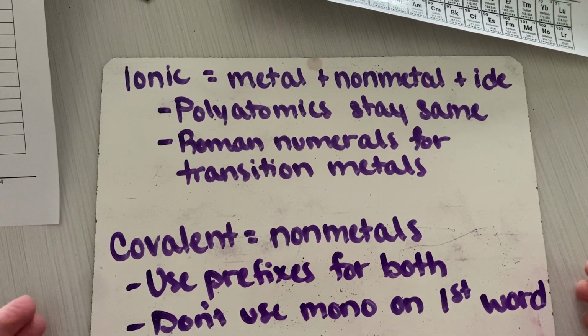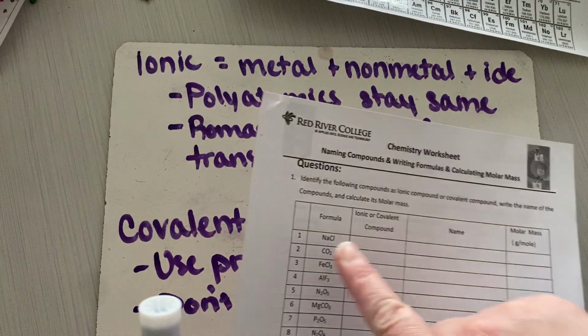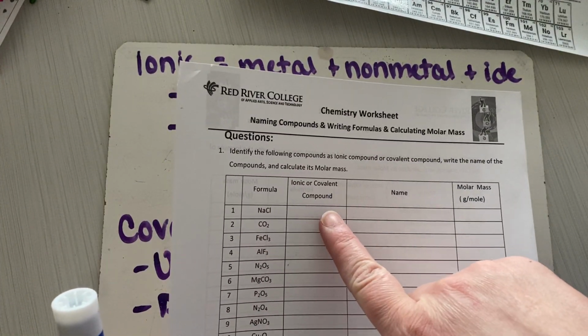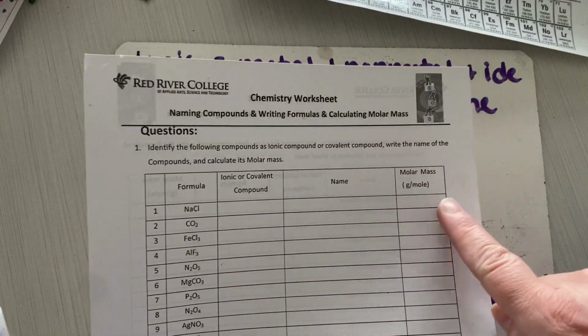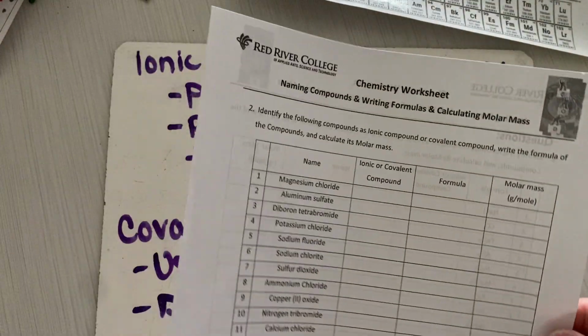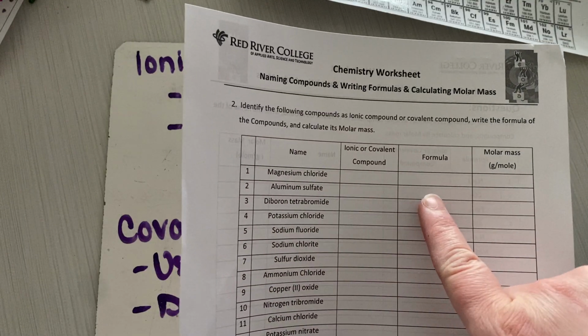All right, the assignment you're going to be working on today is going to have you reviewing formulas, ionic and covalent compounds, or whether it's ionic or covalent, the name, and the molar mass. On the back side, instead of the formula, it's giving you the name. You come up with the formula.